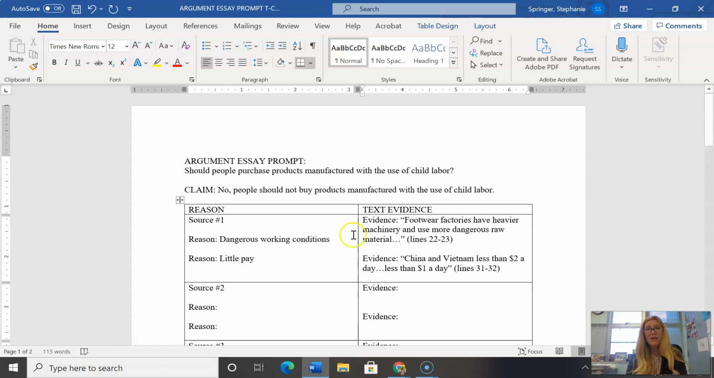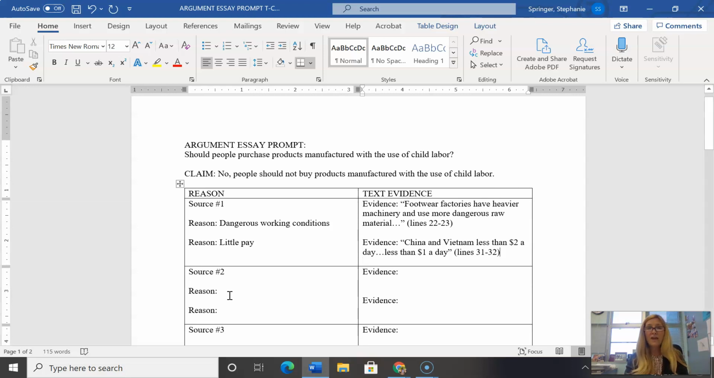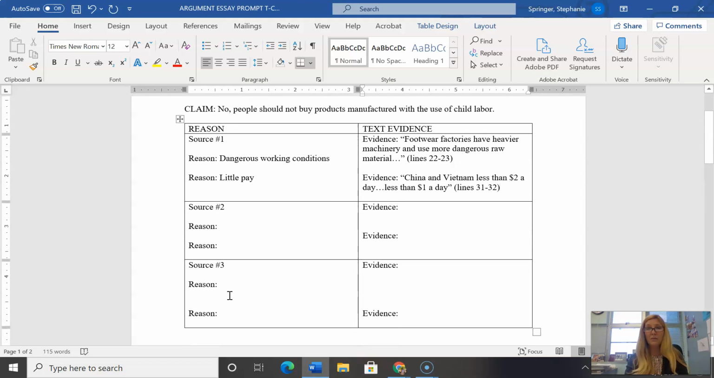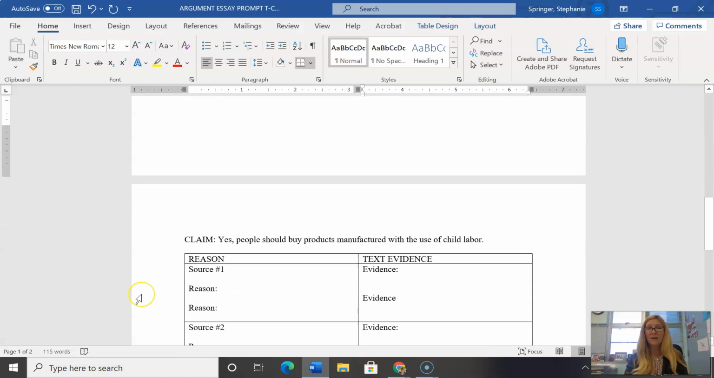So now that I've done source 1, you'd want to go down to source 2 and do the same thing. Read through that source, find out where you highlighted evidence that supports no, we should not, and then bring in a reason. Once you've done that for source 2 and 3, you need to go down and do the opposite claim. Yes, people should buy products manufactured with the use of child labor.